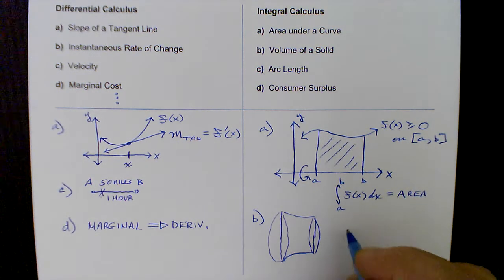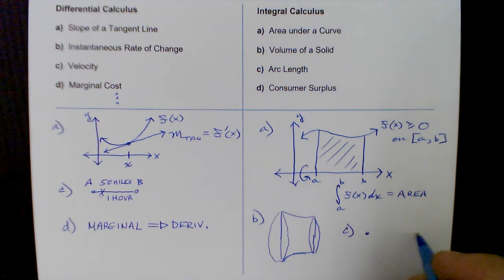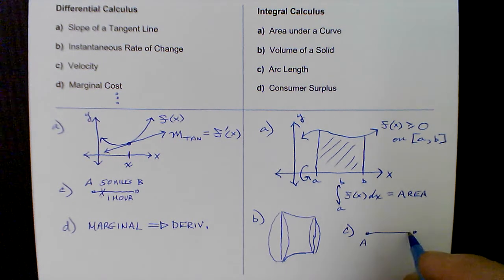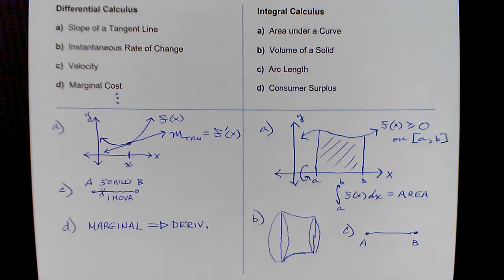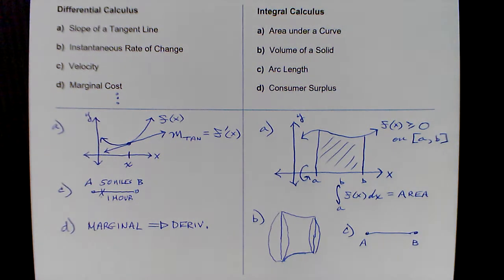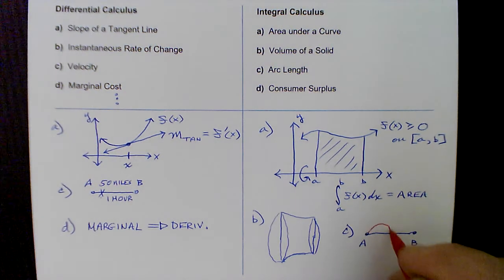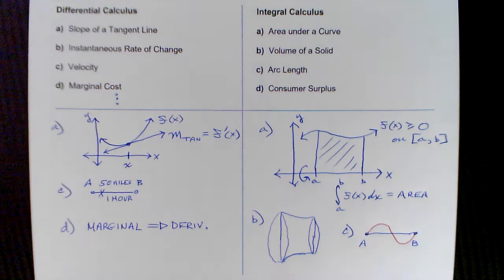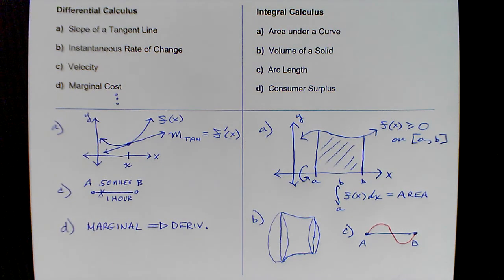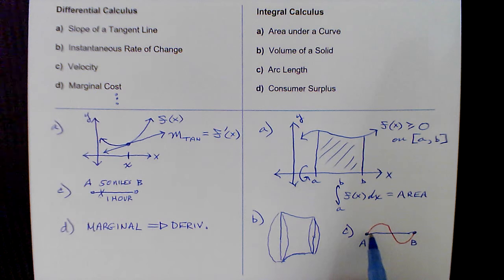Arc length. If we're going from point A to point B, we know the distance formula will get us the length of the line segment. But if we have a curved path, let's say what's in red is our path, then we could use the calculus if we could model the path of the object along the red curve that I've drawn, then we could use the calculus to find what we call the arc length.